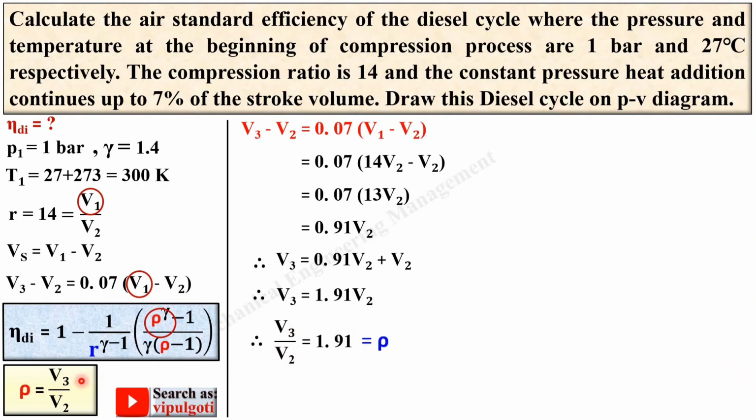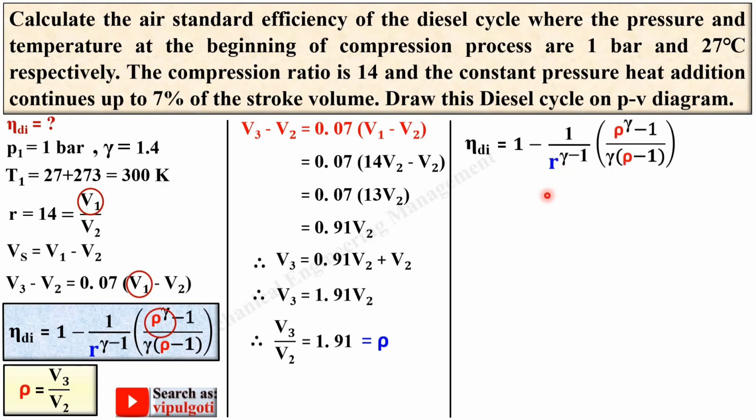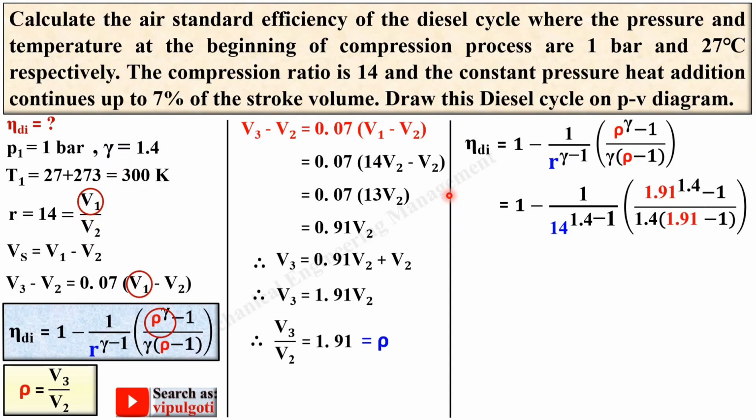Now it is a very simple problem, because you have the rho. Put it over here in this equation so that you can find the efficiency of the diesel cycle. I am going to start from this equation, the efficiency of the diesel cycle. Now put the values over here. So 1 minus 1 upon r raised to gamma minus 1, where r is equal to 14. Gamma is also given to you as 1.4. Rho, now you have 1.91, and the rest of the terms you can understand.